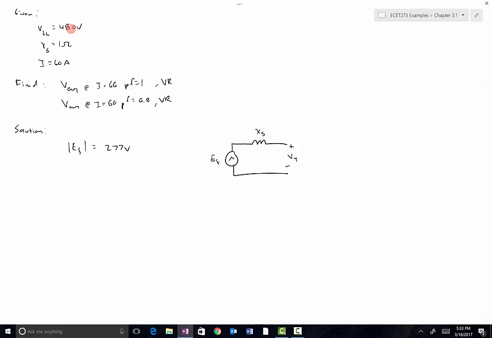So anyway, this is the circuit model that we're trying to analyze. What we want to know is, what is this terminal voltage under 2 different load conditions, Z, so we connect a load and some current flows, 60 amps at a power factor of 1, and 60 amps at a power factor of 0.8. Oh, I guess I should have said this is leading. That's very important. Leading.